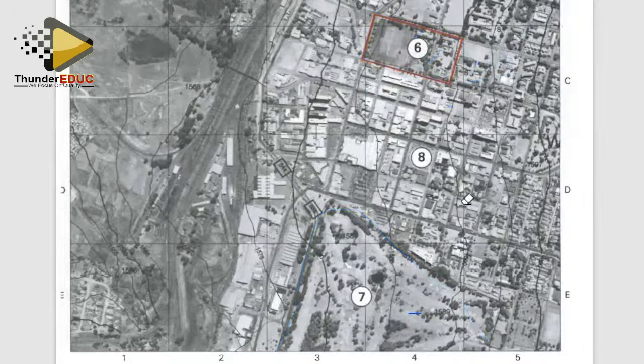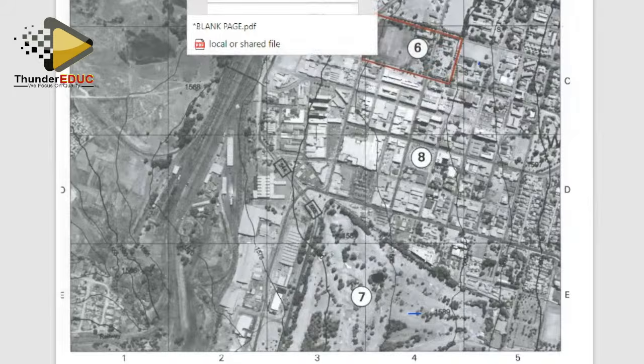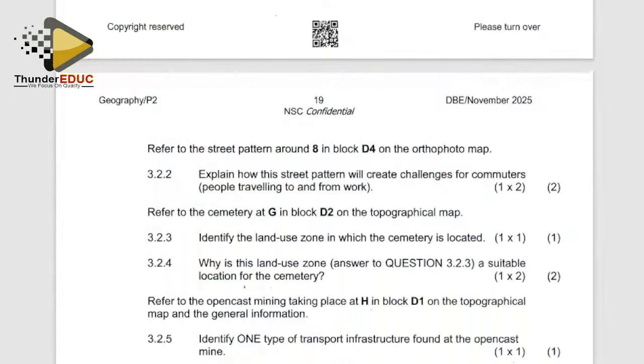The streets are intersecting at right angles. These are going to the northeast. These ones are going to the western side. So it's more of a grid around 8. So how does the grid pattern influence commuters? How are they going to impact people moving to and from work? They are going to impact the commuters.